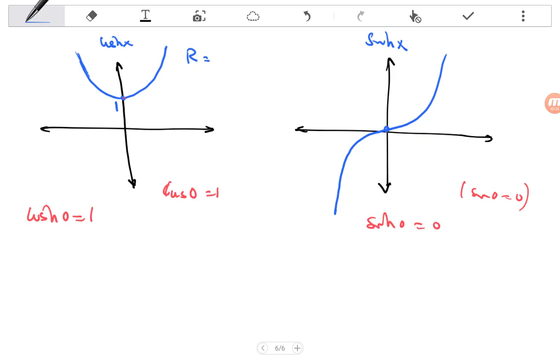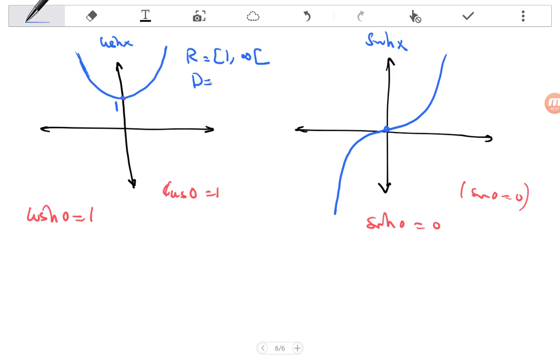The output of cosh must be greater than 1. So it is not just positive, it is also greater than 1. A cosh always has a great value. Okay? So it is greater than or equal to 1.